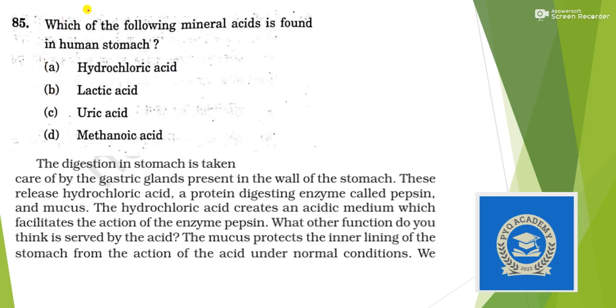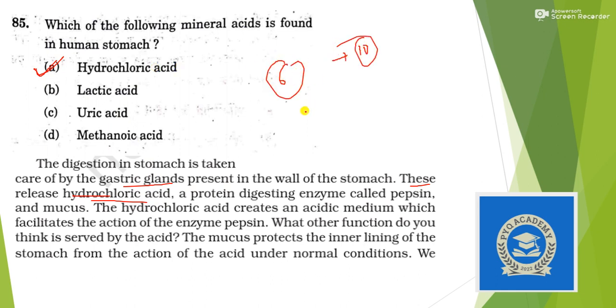Next question, which of the following mineral acids is found in human stomach? So again, a very easy question. You can see here these release hydrochloric acid. The digestion in stomach is taken care by gastric glands present in walls of stomach. And it releases hydrochloric acid, so answer is option A. This is from chapter 6 of class 10.